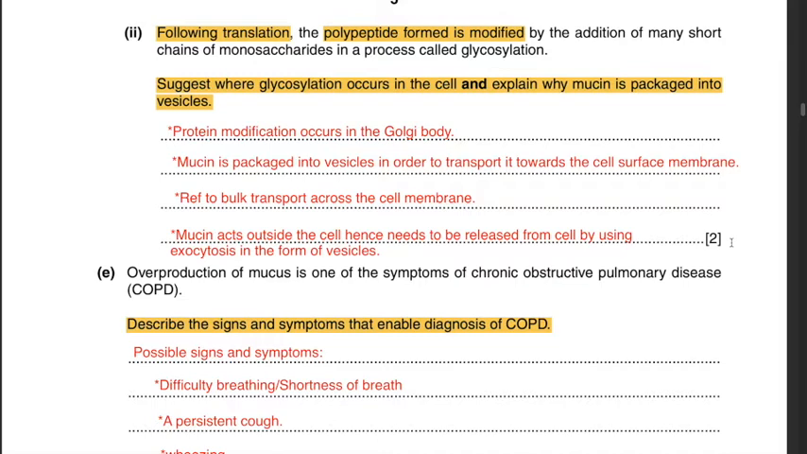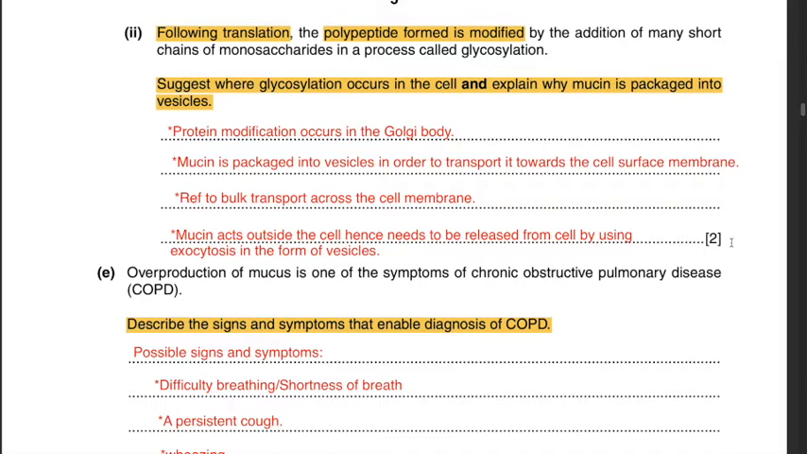Then explain why mucin is packaged into vesicles. Well, mucin is packaged into vesicles in order to transport it towards the cell surface membrane. You could also refer to the bulk transport across the cell surface membrane, and you could mention the mucin acting outside the cell. Therefore, it needs to be released from the cell by using a process known as exocytosis in the form of vesicles. Those key points would land you 2 marks.